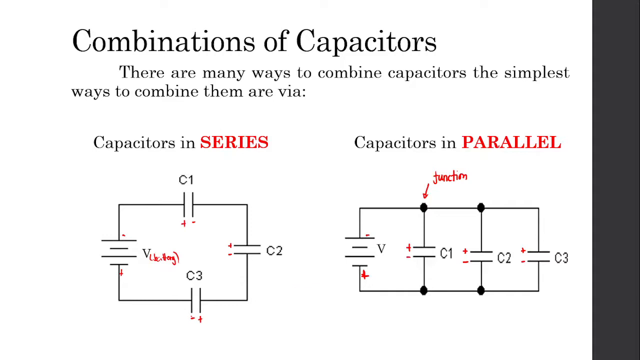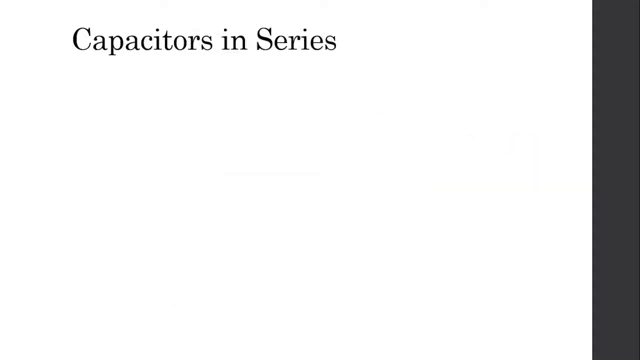And these combinations of capacitors, series and parallel, have different uses. So what we are going to do is differentiate how we measure the voltage. Basically, we can measure the capacitance, voltage, and even the charge Q of each of the capacitors if they are in a different type of combination. So we are going to begin our discussion with series.